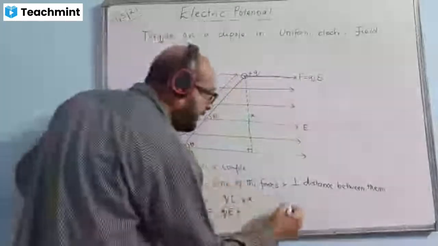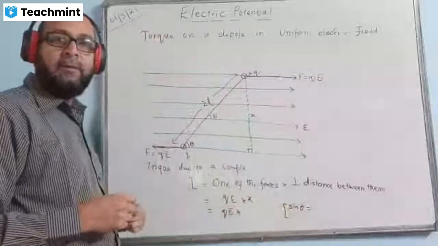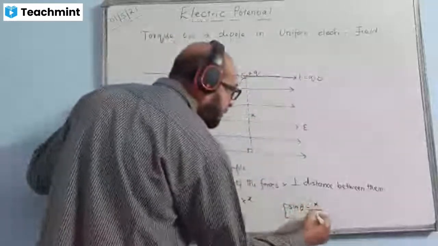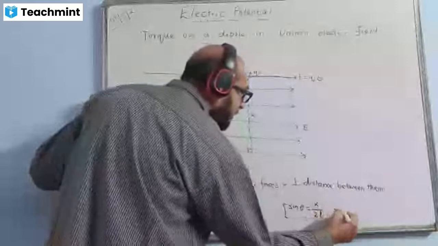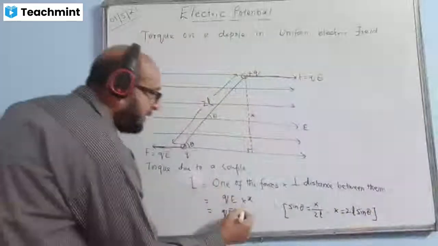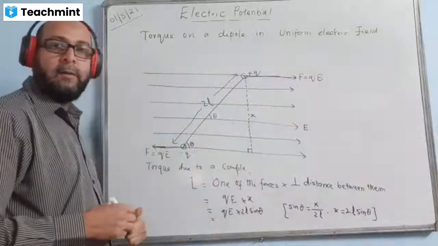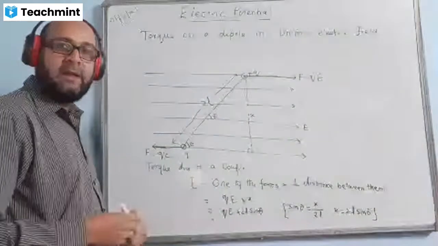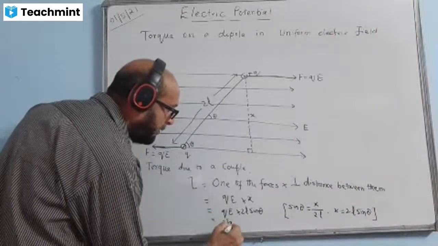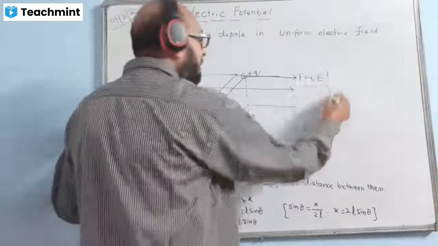I'll use sin theta in this triangle. You know the formula of sin theta? Sin theta is perpendicular upon hypotenuse. This is the perpendicular, this is the hypotenuse. Here we write x by 2L, so the value of x becomes 2L sin theta by cross multiplication. The value of x I'll put here, 2L sin theta. Okay. Now the next line, this 2LQ I'll multiply. Writing 2LQE sin theta.